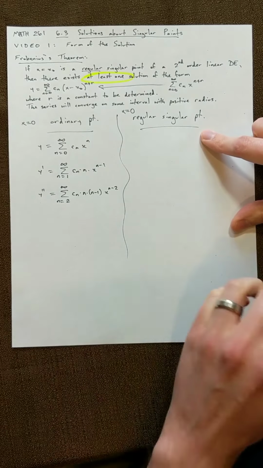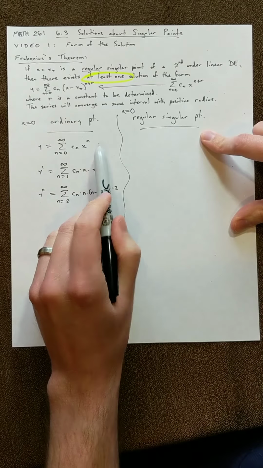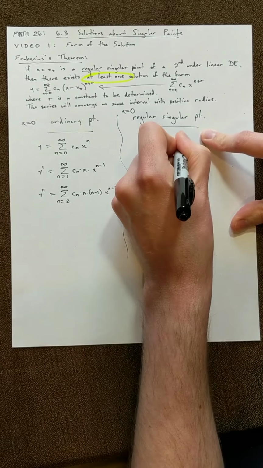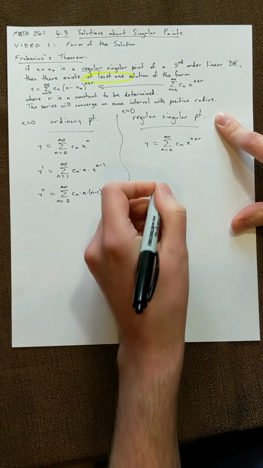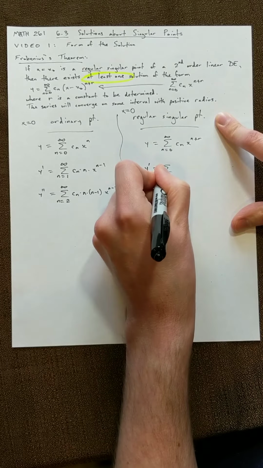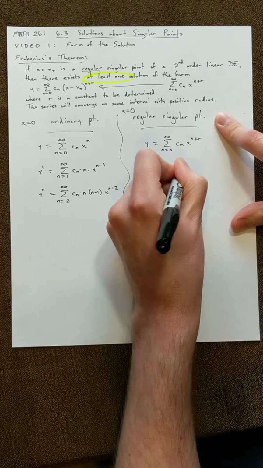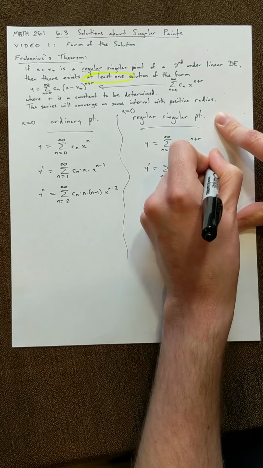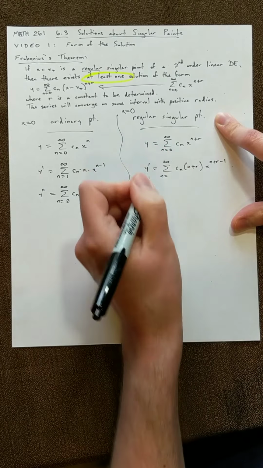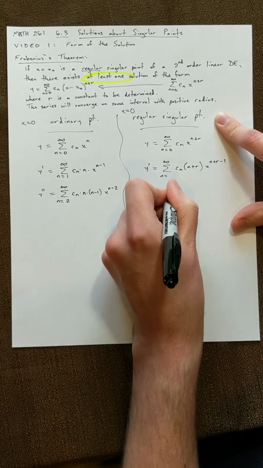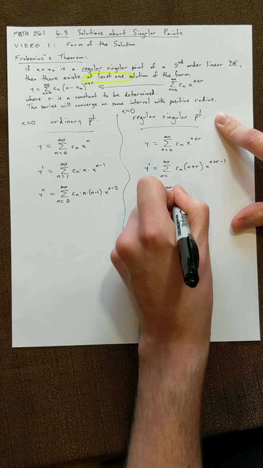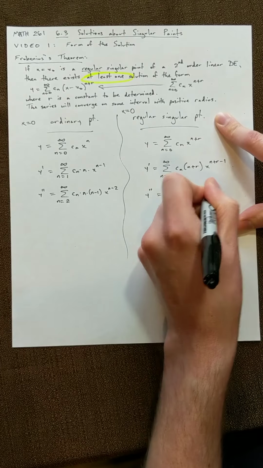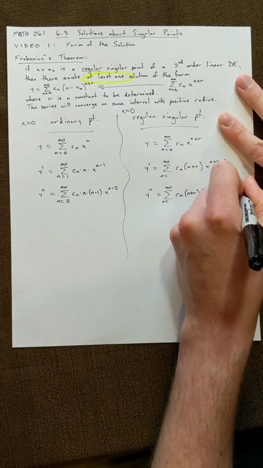On the other hand, when I talk about a regular singular point, the only difference is the n in the exponent turns into an n plus r. And so when I take y prime, we'll have Cn times n plus r, and then the power goes down by 1, n plus r minus 1. And our second derivative would have more of the same, Cn times n plus r times n plus r minus 1, x to the n plus r minus 2.